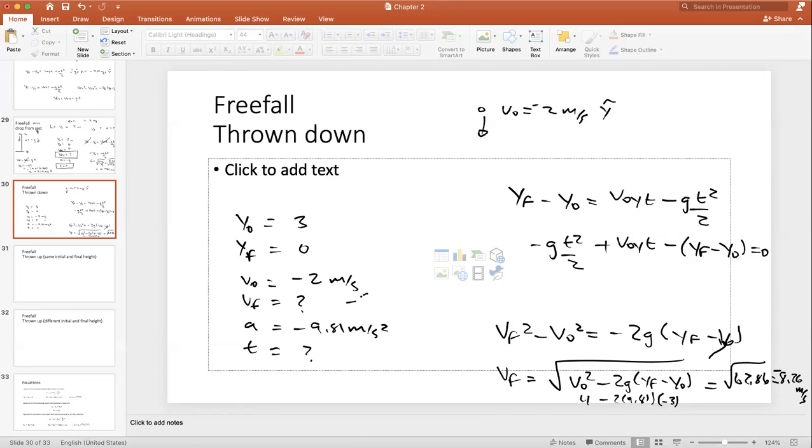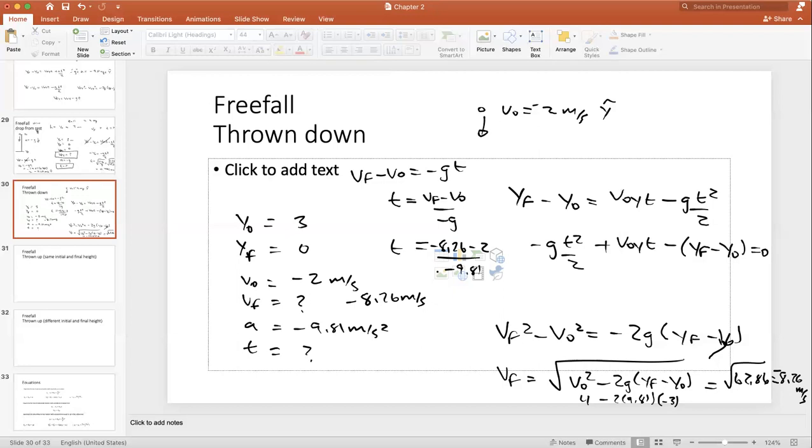And now that I have this as 8.26 meters per second, I can find the time really easily from v final minus v initial is equal to minus gt. So time is v final minus v initial over minus g. This is minus 8.26 minus 2 over minus 9.81. Time should always be positive. Is it positive? Yeah. It's 10.26 divided by 9.81, both negative. I get 1.046 seconds, which isn't right.